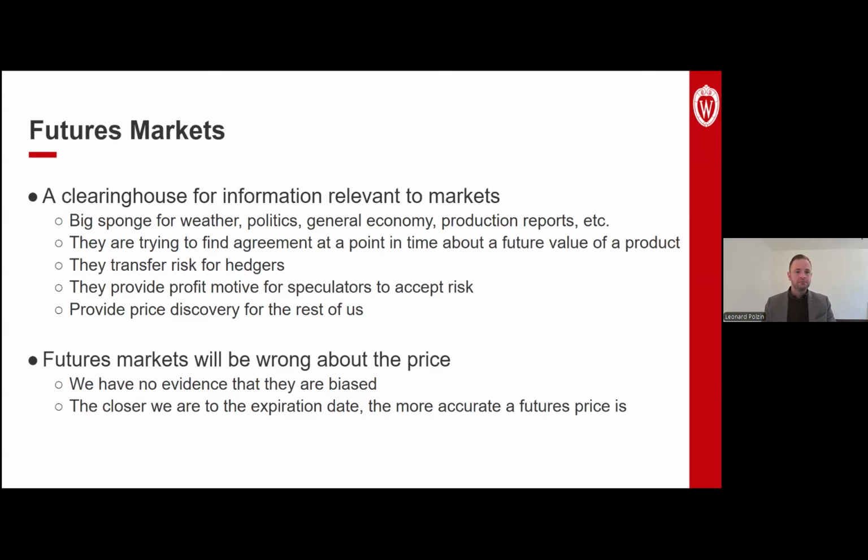So, that futures price is going to be wrong, right? Because as we get closer and closer to the current date, we obviously get more and more correct. Why? Because we get increasing amounts of certainty as we get closer to that expiration date. But there is no evidence that the futures are biased, or that they're somehow non-representative of the greater marketplace.